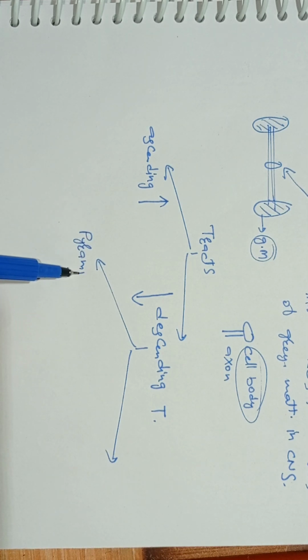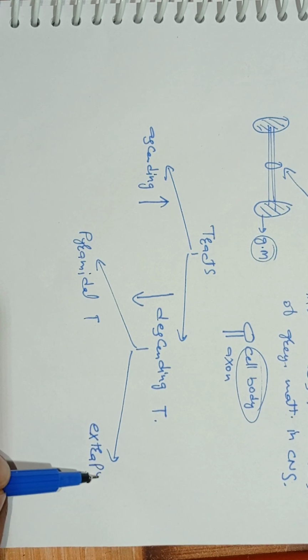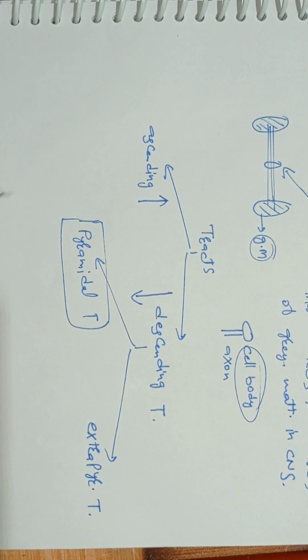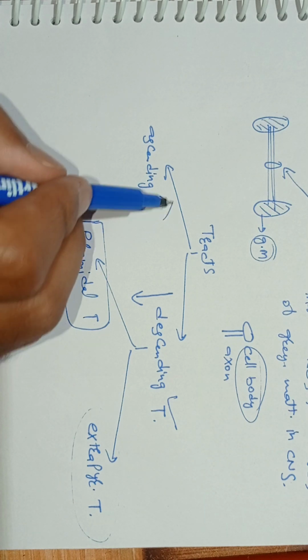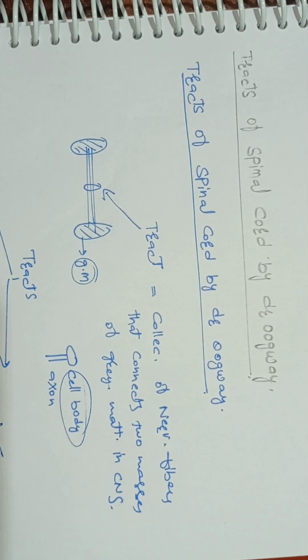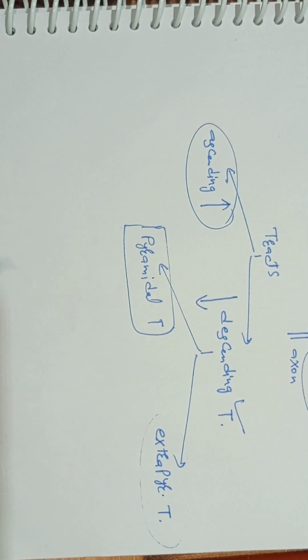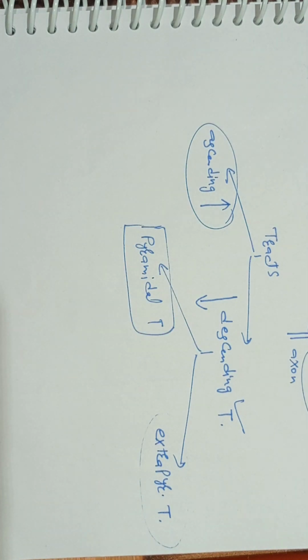These descending tracts are further of two types: pyramidal tracts and extrapyramidal tracts. In this lecture we will study pyramidal tracts. In the next lecture we will study extrapyramidal tracts, which will complete the descending tracts, and in the lecture after that we will study the ascending tracts, and that will complete the tracts of the spinal cord. So tracts can be ascending or descending, and can be pyramidal or extrapyramidal. So let's begin with pyramidal tracts.